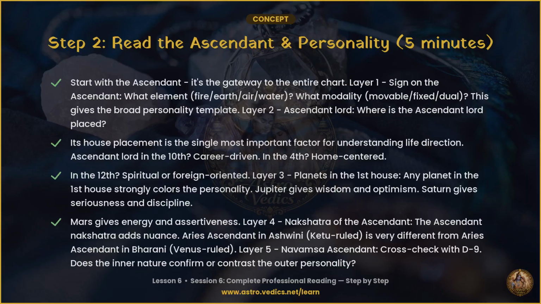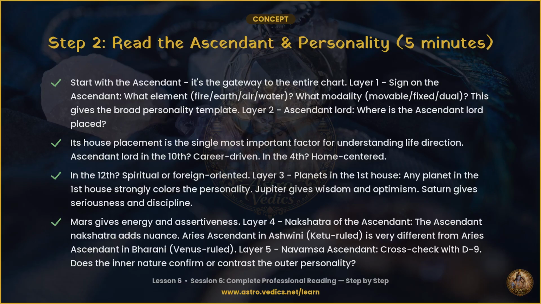Start with the ascendant, it's the gateway to the entire chart. Layer 1. Sign on the ascendant. What element? Fire, earth, air, water. What modality? Movable, fixed, dual. This gives the broad personality template. Layer 2. Ascendant Lord. Where is the ascendant Lord placed? Its house placement is the single most important factor for understanding life direction. Ascendant Lord in the 10th, career-driven. In the 4th, home-centered. In the 12th, spiritual or foreign-oriented.